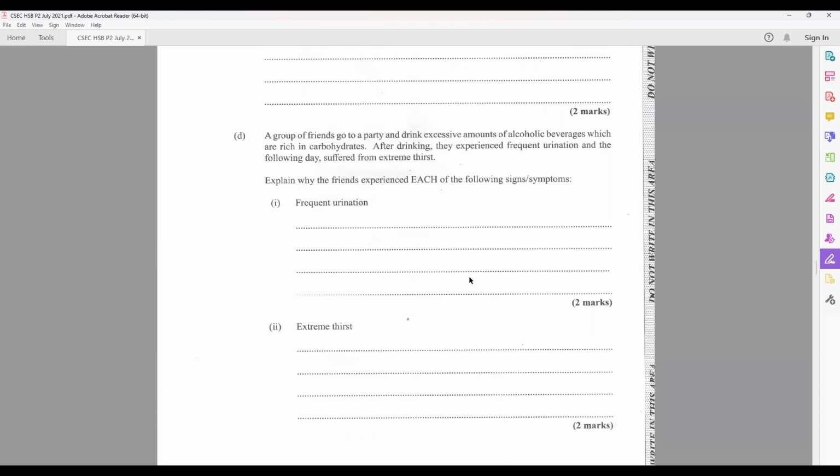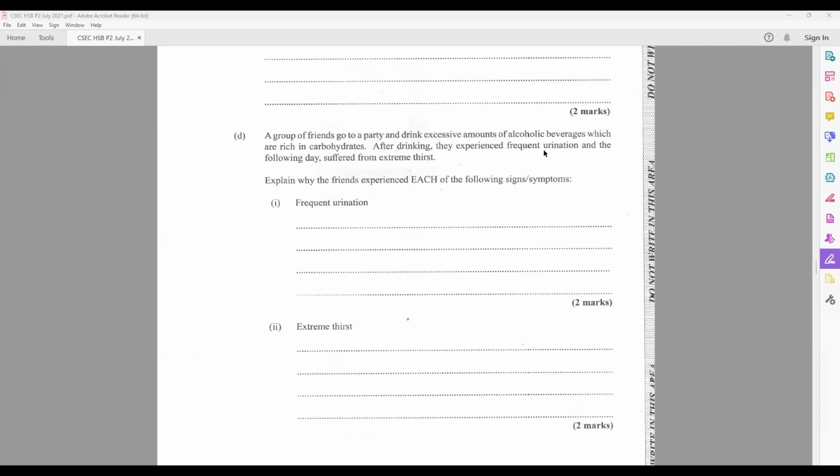A group of friends go to a party and drink excessive amounts of alcoholic beverages, which are rich in carbohydrates. After drinking, they experience frequent urination, and the following day suffered from extreme thirst. Explain why the friends experience each of the following signs and symptoms, and they start off with frequent urination.